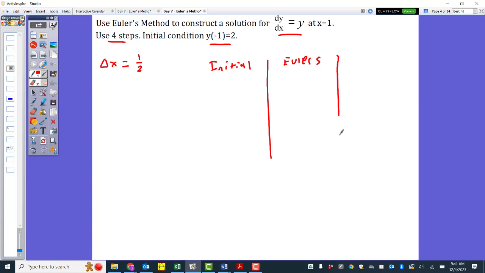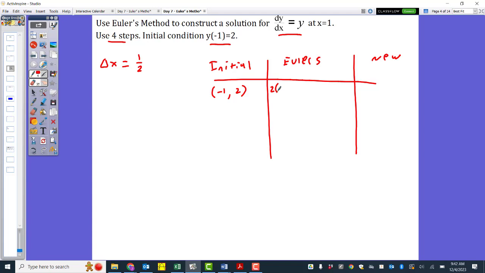Euler's, and then new. Our initial point is -1, 2. Our Euler's method is going to be the rate of change at that point, which is 2, times the change in x, which is 1/2, plus the old y, which is 2 again. Then we plug that in and get our new point of something, 3.